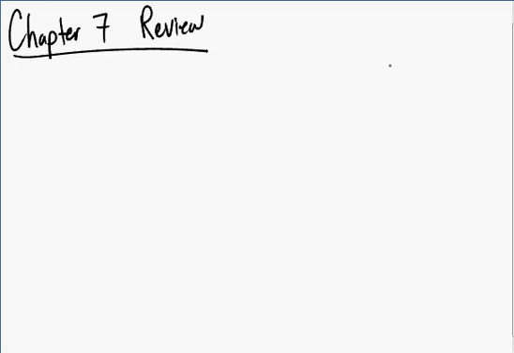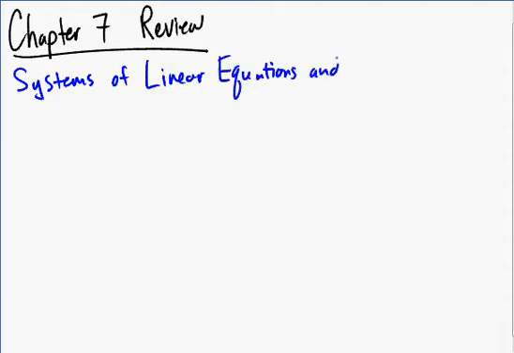Class, this is a review for Chapter 7. Chapter 7 is titled Systems of Linear Equations and Inequalities. All right, so equations have equal signs. Inequalities have greater than or less than signs. So what we got here are two kinds of questions, some with equal signs and some with inequalities.